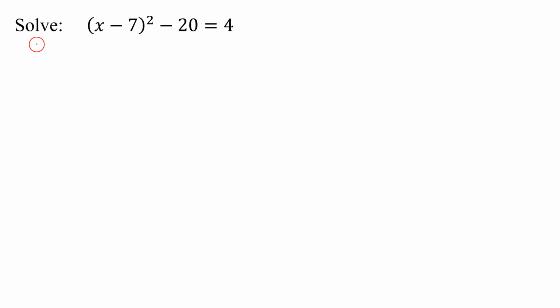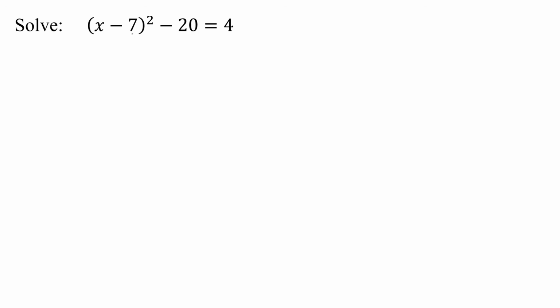In this example, I need to solve the equation, the quantity x minus 7 all squared minus 20 equals 4. Well, what type of equation do I have here? I could expand x minus 7 all squared, and I get an x squared term. So the highest power on any of the x's would be a 2, so I have a quadratic equation. And we often solve those by factoring or using the quadratic formula.